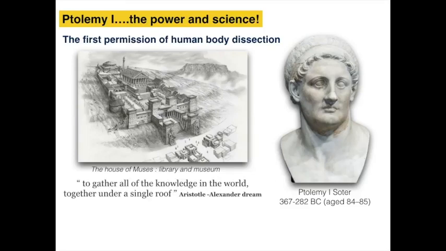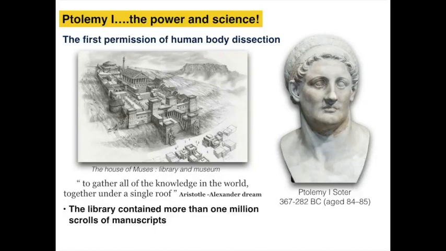Besides that, he did a lot of things at that time to gather all knowledge in the world under a single roof. He collected manuscripts from everywhere, from India, from Persia, from everywhere. And he made a library which contains more than 1 million scripts, including the first translation of the Bible into the Greek language. Okay.